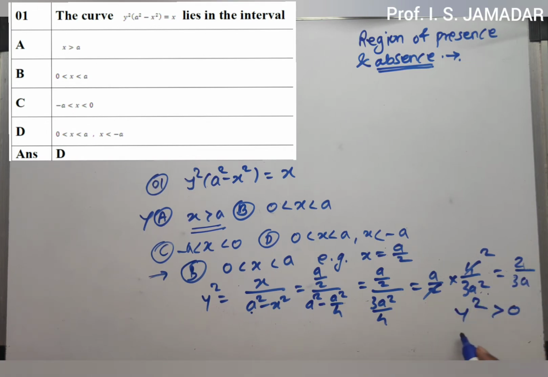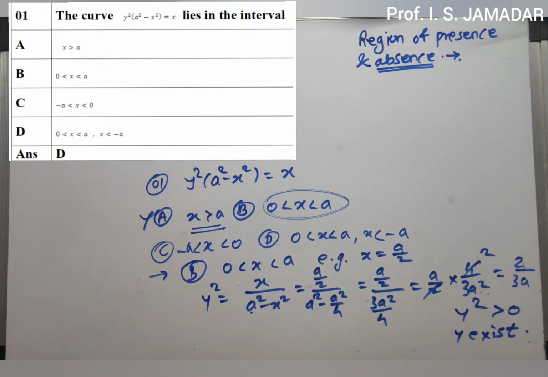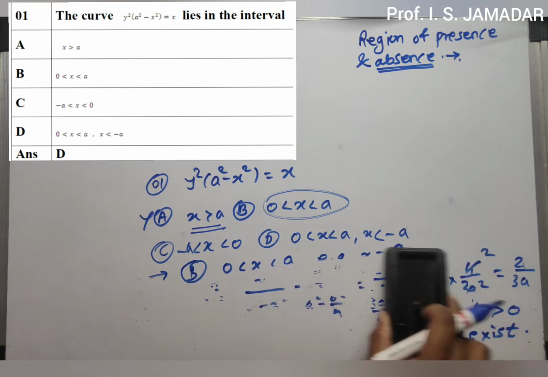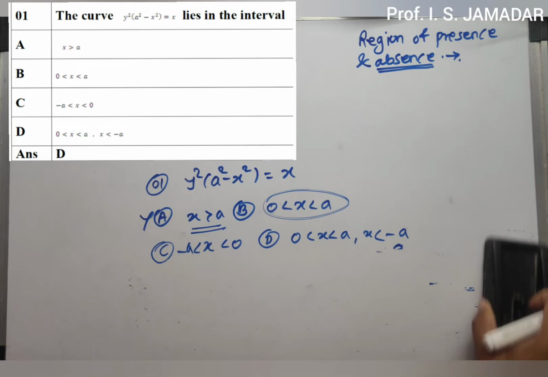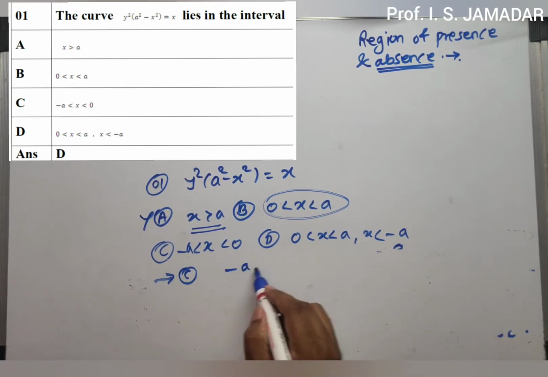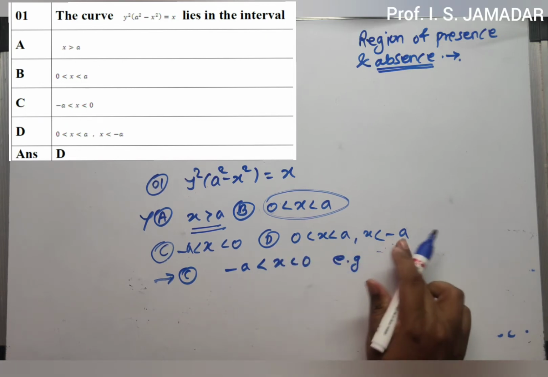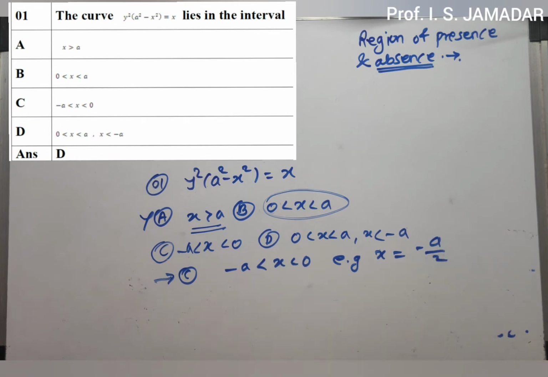So y square positive means y exists. So there is existence in this interval, x between 0 and a. Now we will check option C. What is option C? For x between minus a to 0, for example, you can have x as minus a upon 2, between minus a and 0.